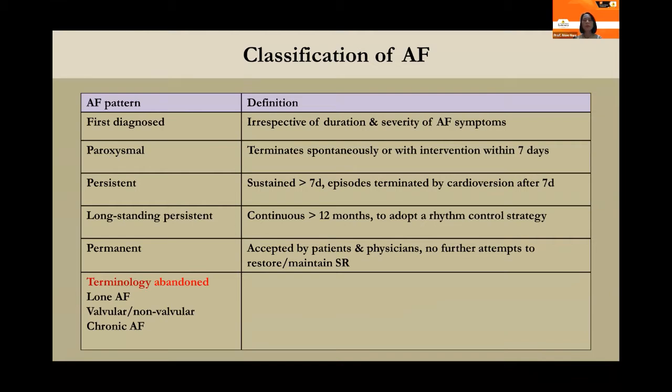Permanent atrial fibrillation is when there is no further attempt at restoration or maintenance of sinus rhythm, and both physician and patient accept the atrial fibrillation as permanent. The 2020 ESC guideline does not use terminology like lone atrial fibrillation, valvular, non-valvular, and chronic atrial fibrillation.